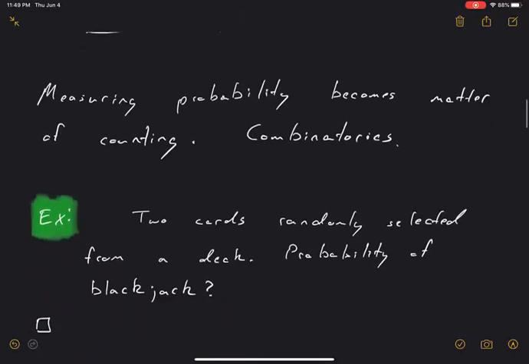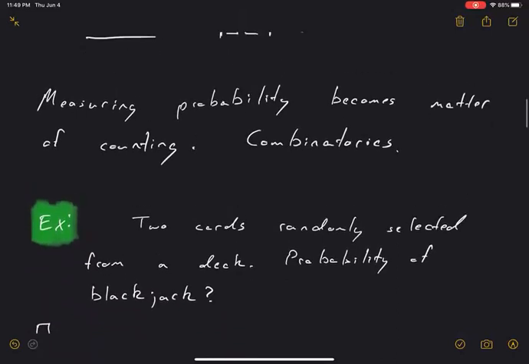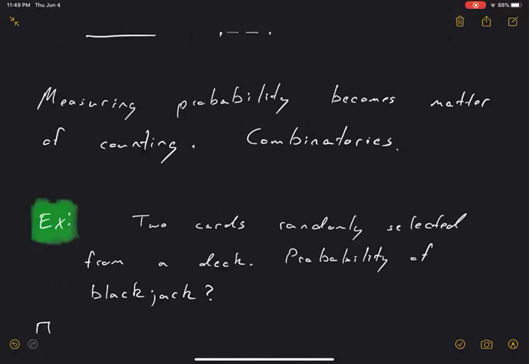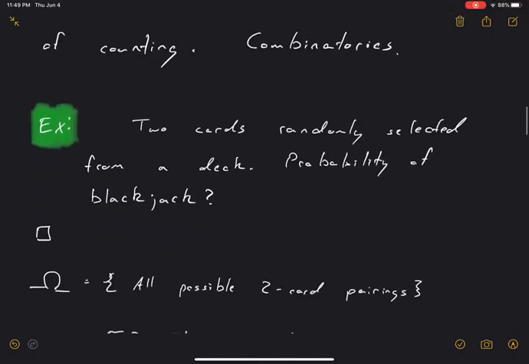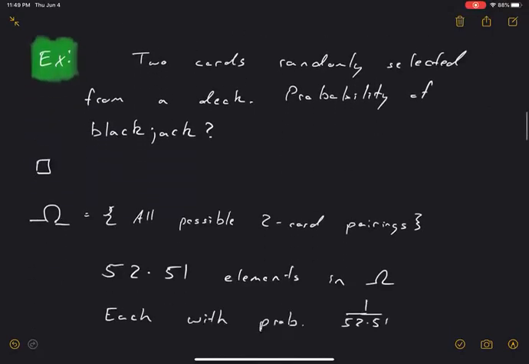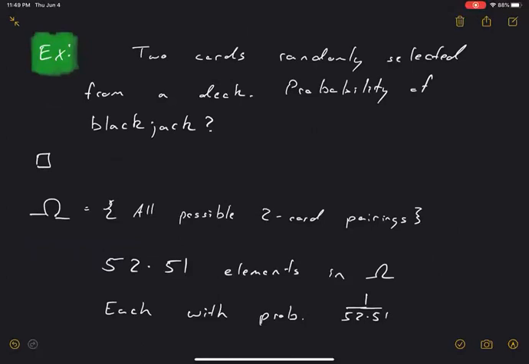So just a quick example. Let's say we have 2 cards randomly selected from a deck. What's the probability that when I take those 2 cards together, I have blackjack? Hopefully you guys know what blackjack is. So we could think of omega, our set of all possible outcomes. If I just choose 2 cards at random, what's my omega? It would be all possible pairings of 2 cards, right? How many elements are in omega?